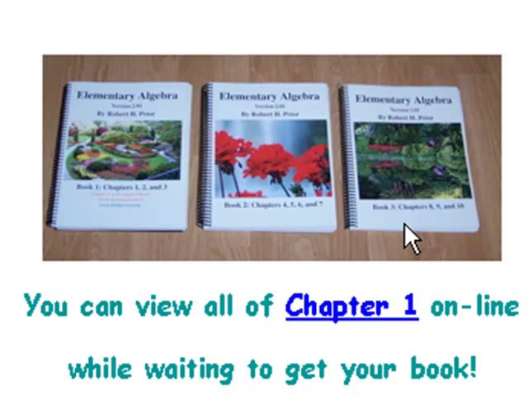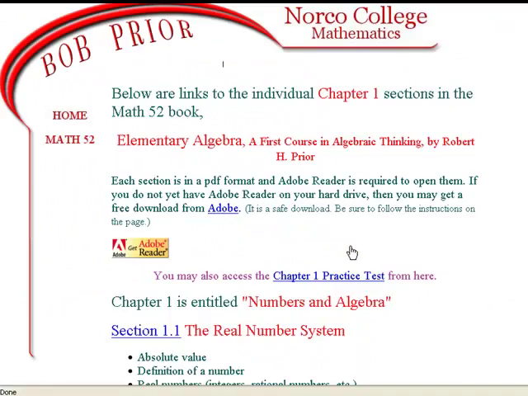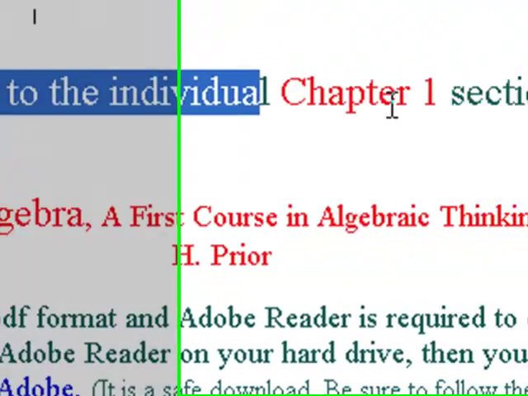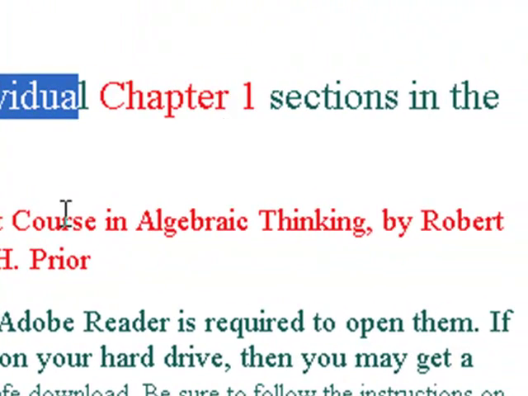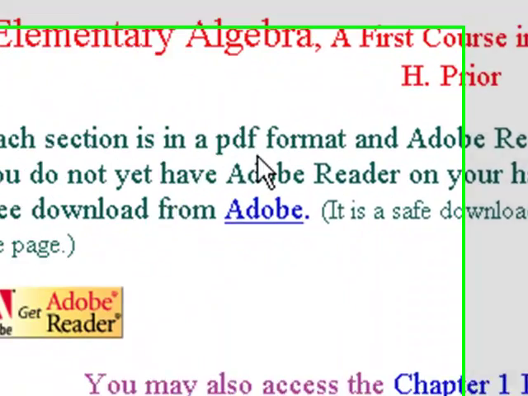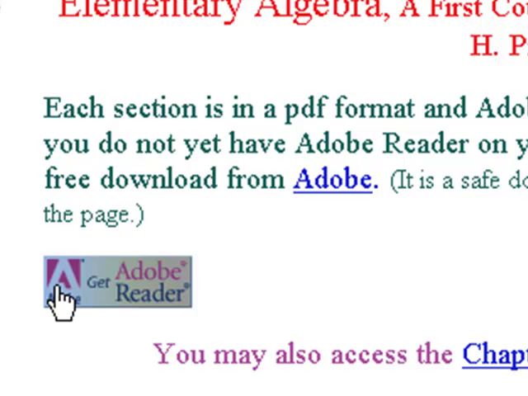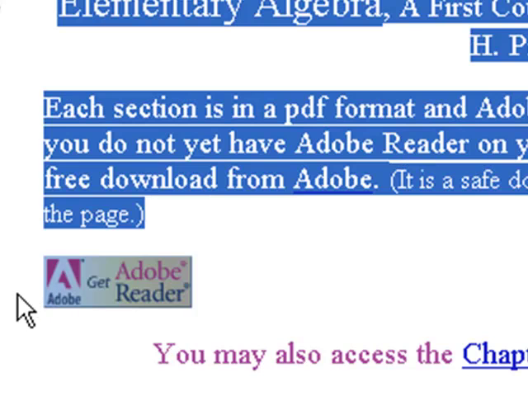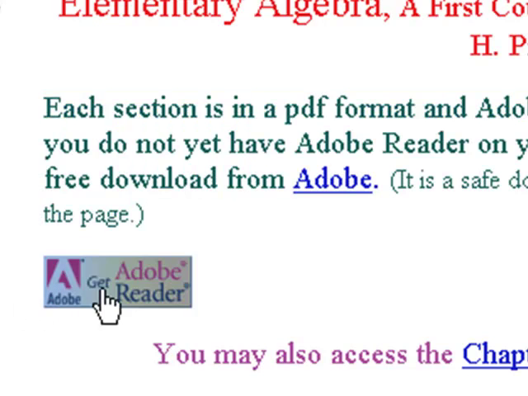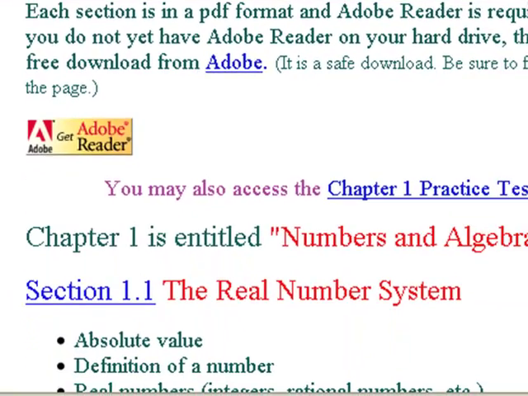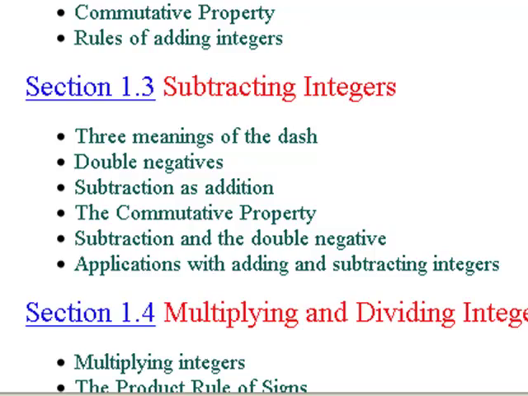You might not be able to get your book right away for one reason or another, so I have provided chapter 1 online. Let's go right now. It says here below are links to the individual chapter 1 sections. Now these are PDFs, PDF format. Most of you already have Adobe Reader, but if you need to get it, then you can by clicking on that link. And you would read it one at a time.